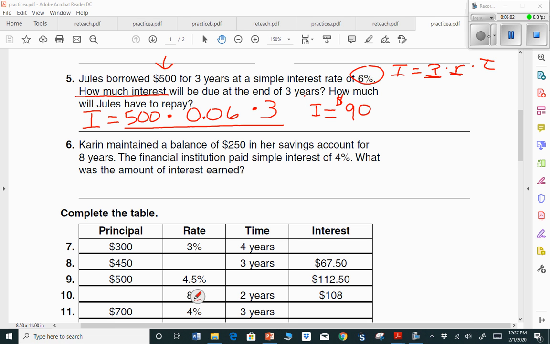That's what I equals. The question asks, how much interest will be due at the end of 3 years? Well, $90 does answer that, but the question also asks, how much will Jules have to repay? So he will have to repay the $500 that he borrowed plus the $90 interest, which makes $590 that he will have to repay.